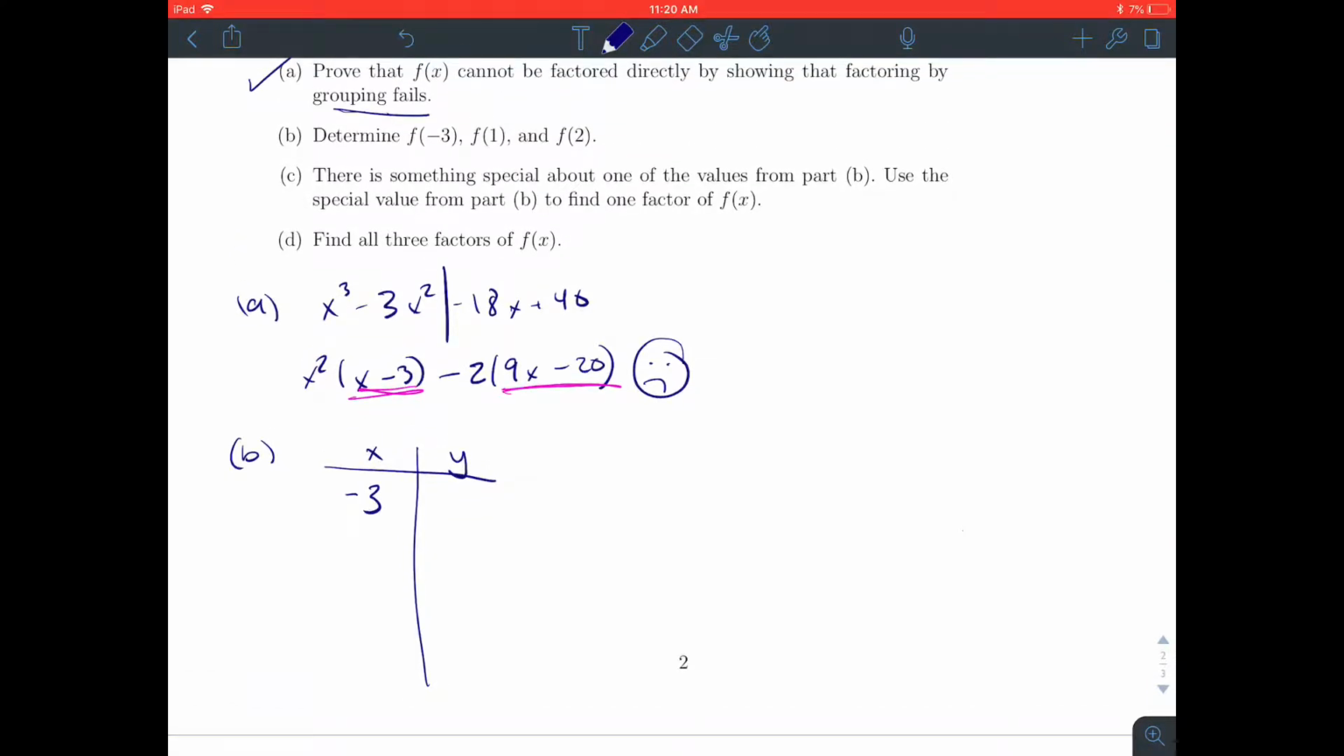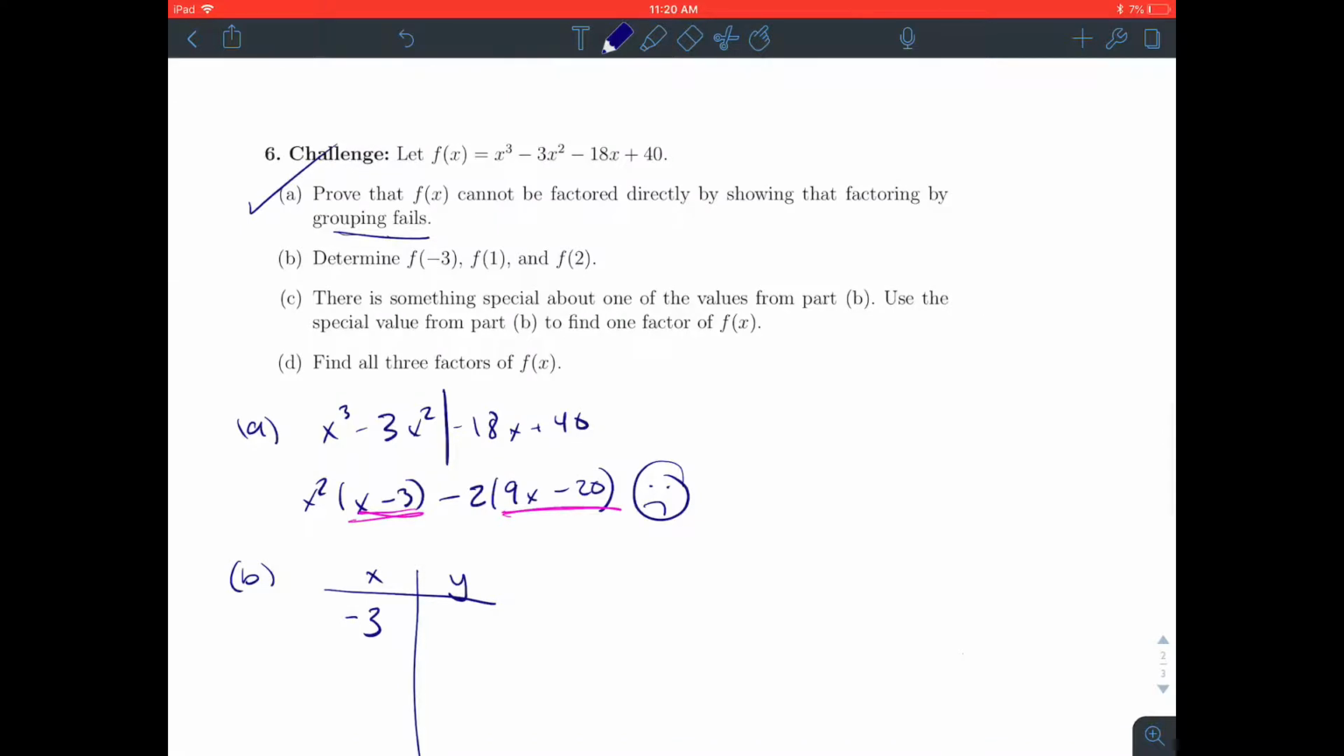So I've got negative 3, and to plug that in, I'm just going to do some work up here. Negative 3 cubed is there, minus 3 times negative 3 squared, minus 18 times negative 3, plus 40, and this is where I really wish I had a calculator. Alright, negative 3 cubed is negative 27. This is going to be negative 27 as well. This is going to be positive 54. This is going to be 40. Those all simplify to 40, I believe.